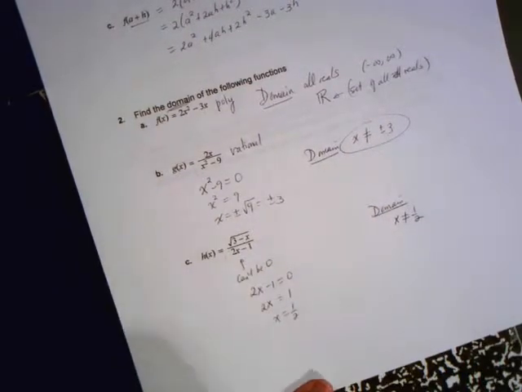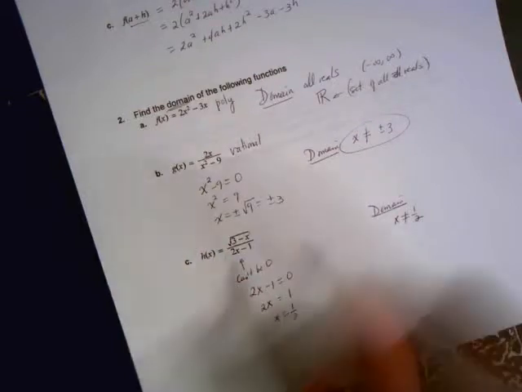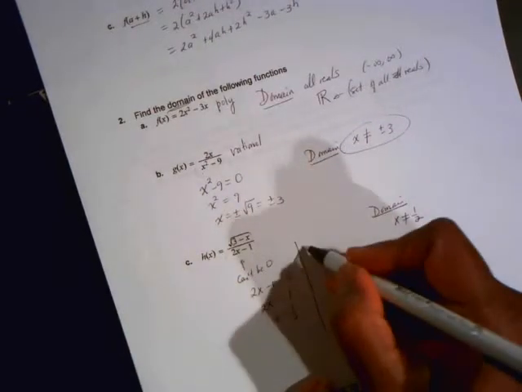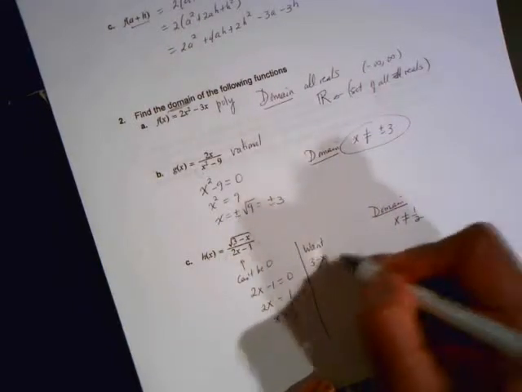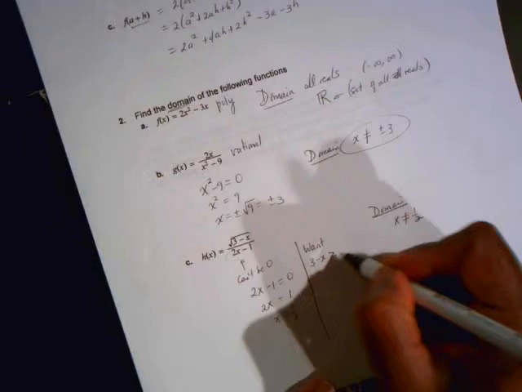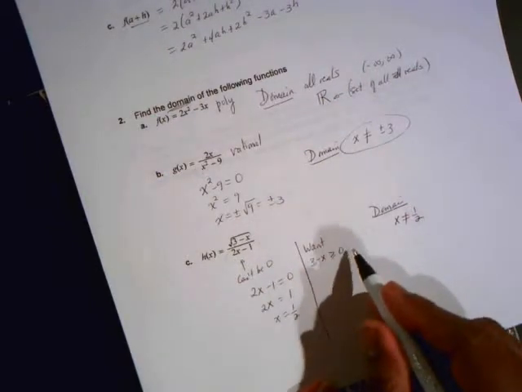Something else to consider is under the square root, you can't have a negative term. You don't want a negative under a square root because it leads to imaginary numbers. So you want 3 minus x to be greater than or equal to 0. It has to be positive or 0, but it cannot be negative.